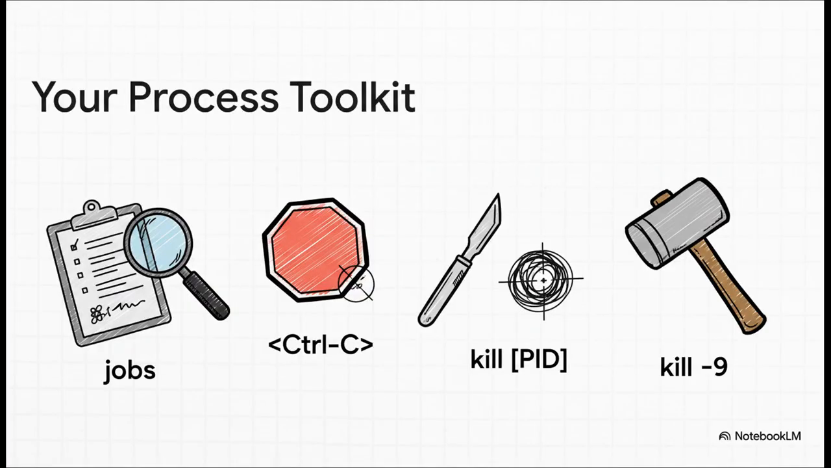It's basically a pause-and-play system for your command line tasks. And you've got a whole toolkit for managing these things. The jobs command will list everything you've got running in the background. Control-C, that's your standard stop what you're doing right now command. For more precise control, kill, plus the process ID sends a polite request for it to shut down. But for that one program that just refuses to close, well, that's when you bring out the sledgehammer. Kill -9. That's the final, non-negotiable shutdown command.